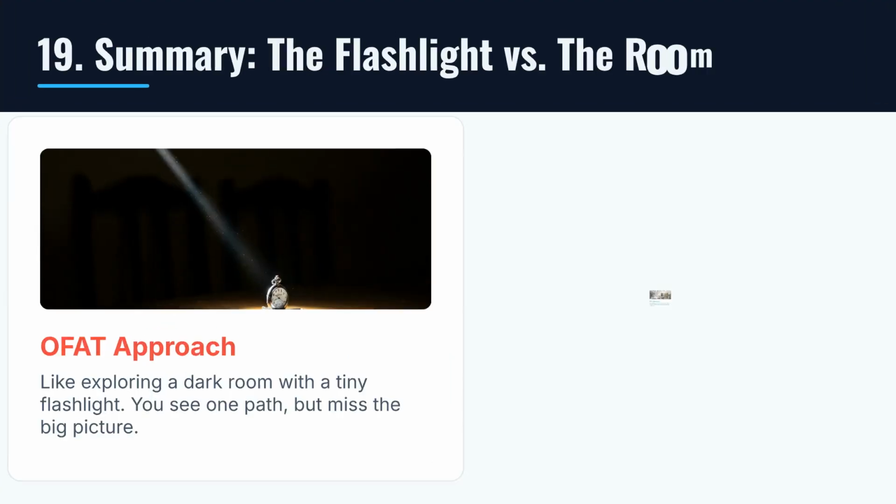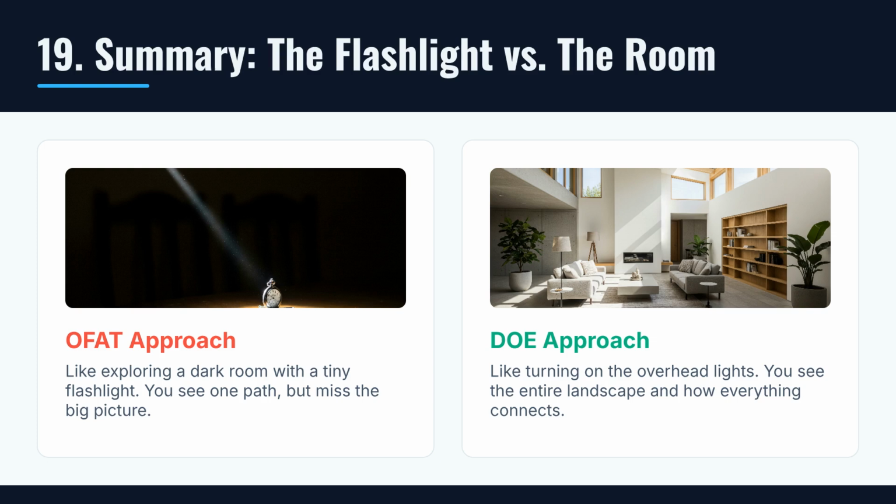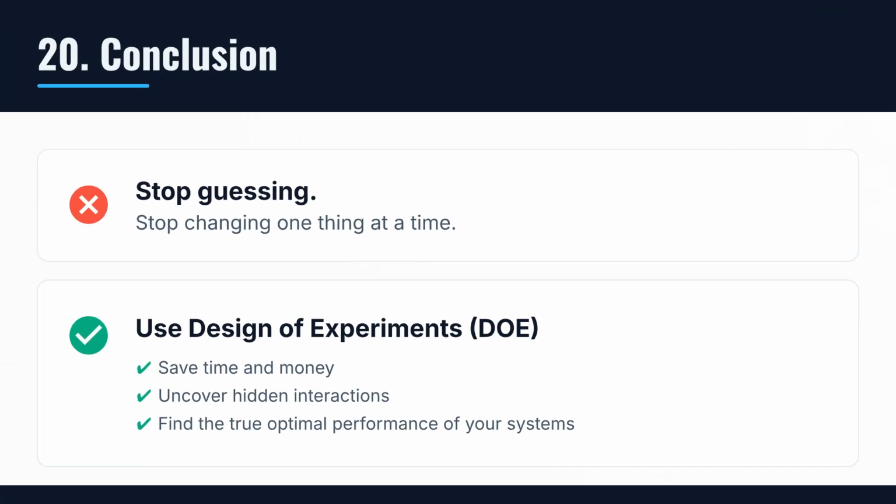To summarize, the OFAT approach is like exploring a dark room with a tiny flashlight. You only see one path and miss the big picture. The DOE approach is like turning on the overhead lights, allowing you to see the entire landscape and how everything connects. The conclusion is simple: stop guessing and stop changing one thing at a time. Instead, use design of experiments. DOE will save you time and money, uncover hidden interactions, and help you find the true optimal performance of your systems.